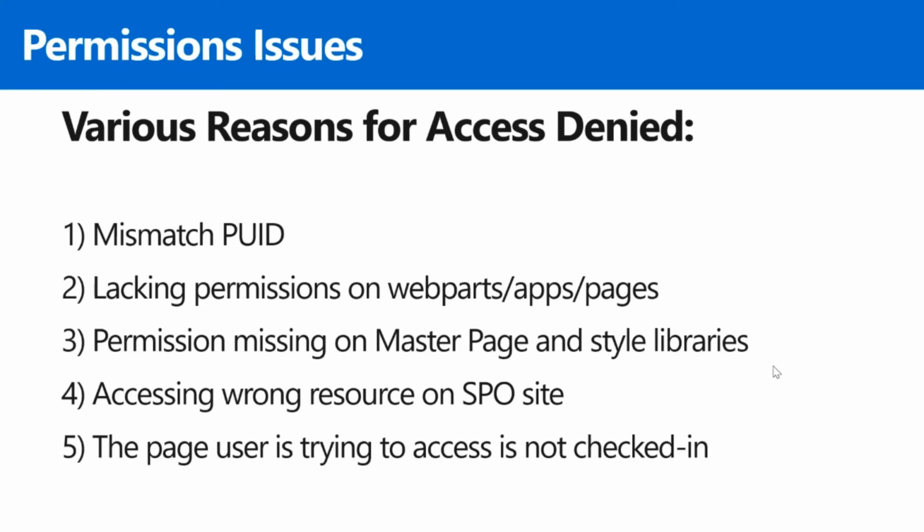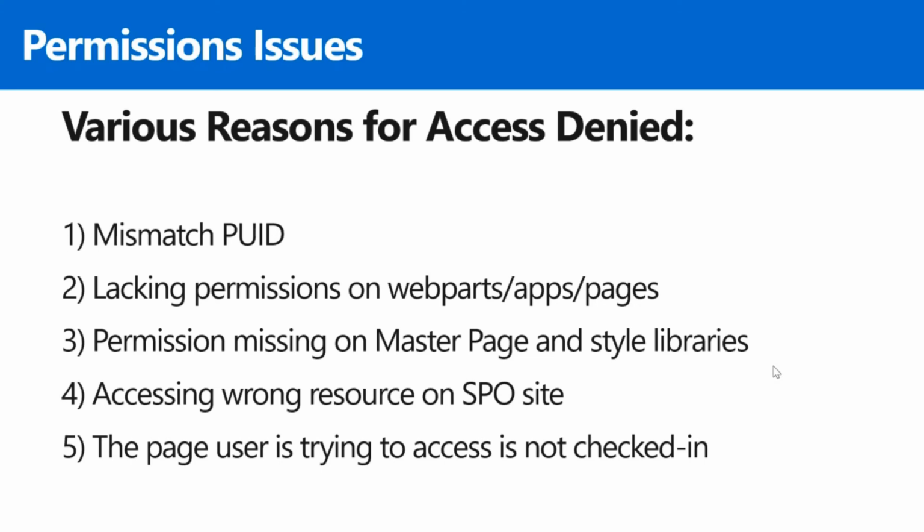The next that we spoke about is to check if there is any customization, because if there are customization on the site, and let's say the user does not have access to those containers like libraries which have that customization, like custom style sheet or JavaScript, then that can also lead to access denied errors. And the fourth one is pretty obvious. It is when the user is trying to access a resource in SharePoint Online, to which they do not have access to, then obviously they would get access denied.